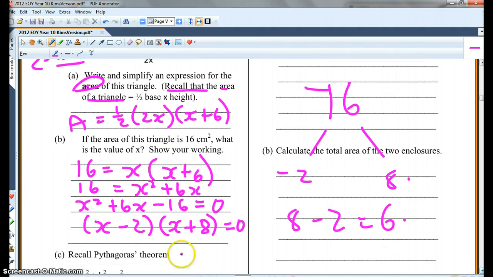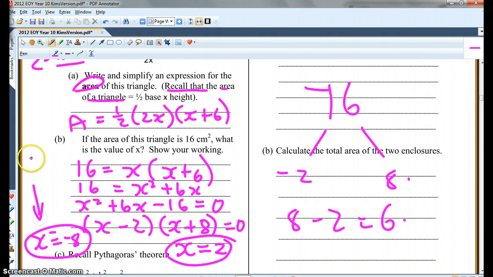Then we say x equals 2. Because x can be two things, x can equal 2 or x can equal negative 8, but we cannot have x equals negative 8, does not work.